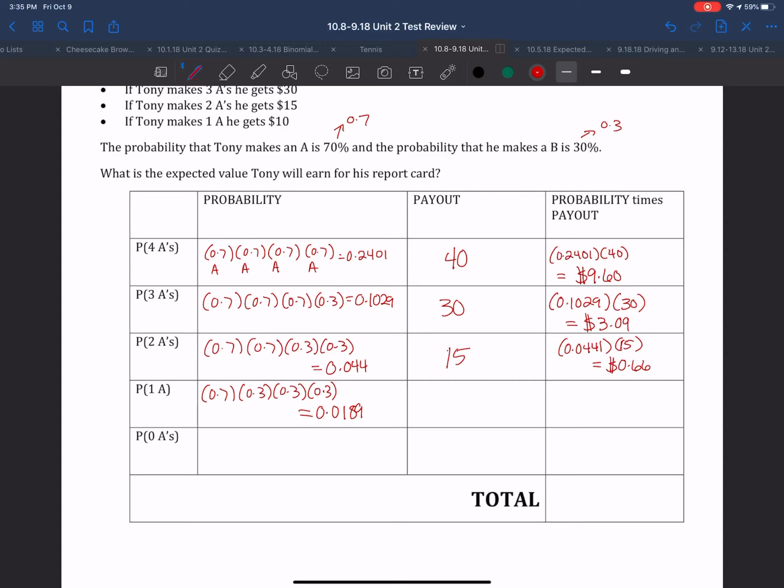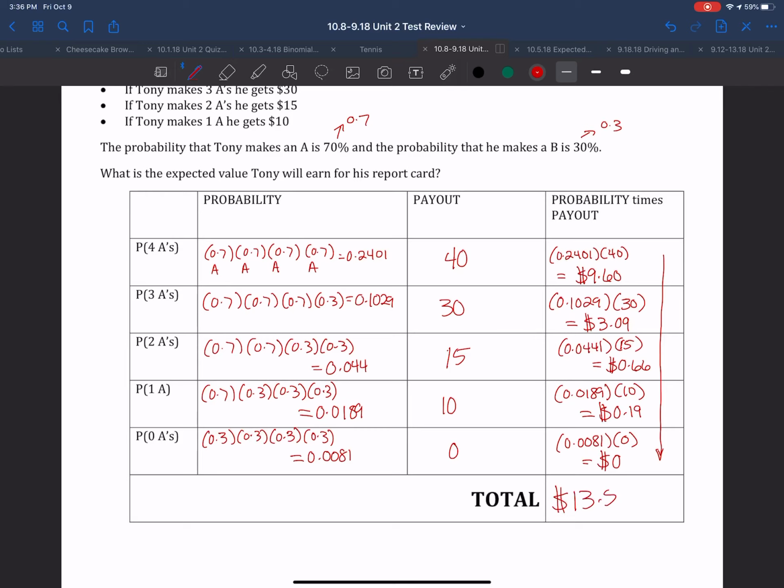The probability of 1 A, we said, was 0.0189. The payout is $10. So 0.0189 times 10, that's going to give us 19 cents. And then the probability of no A's is 0.3 times 0.3 times 0.3 times 0.3. That is equal to 0.0081. And he gets $0. So 0.0081 times 0, well, the payout would be $0. So in total, if you add up all the values right here, the total payout for his expected value would be $13.54.